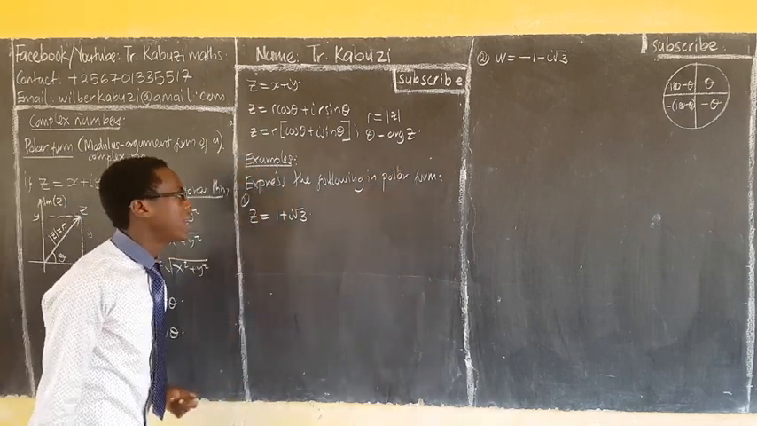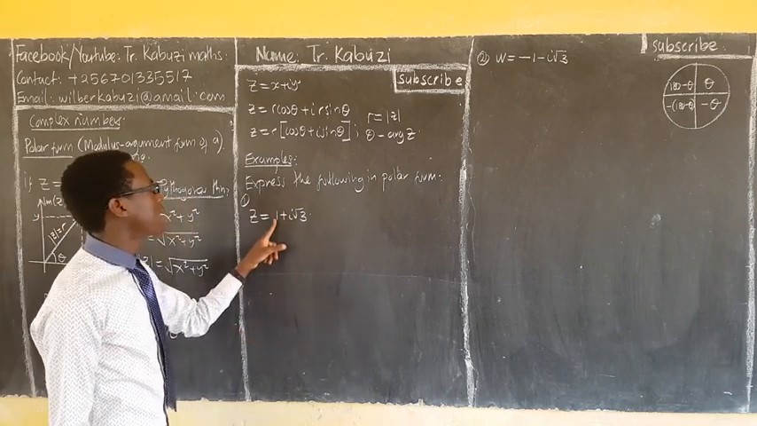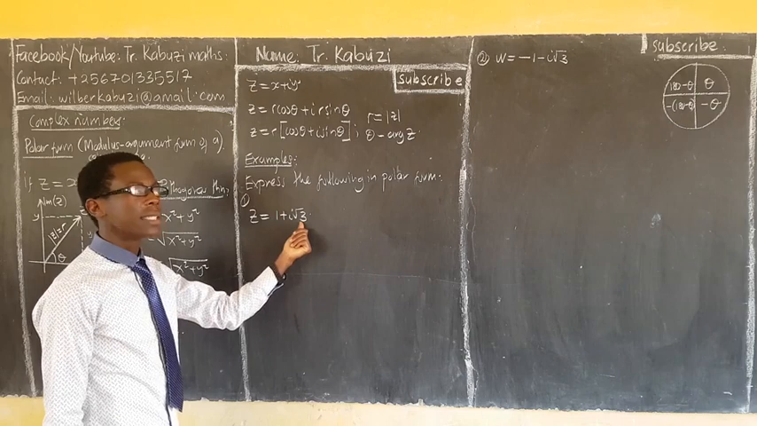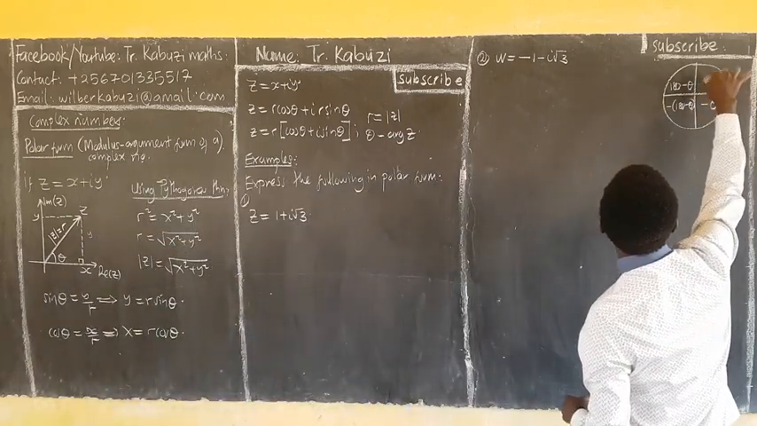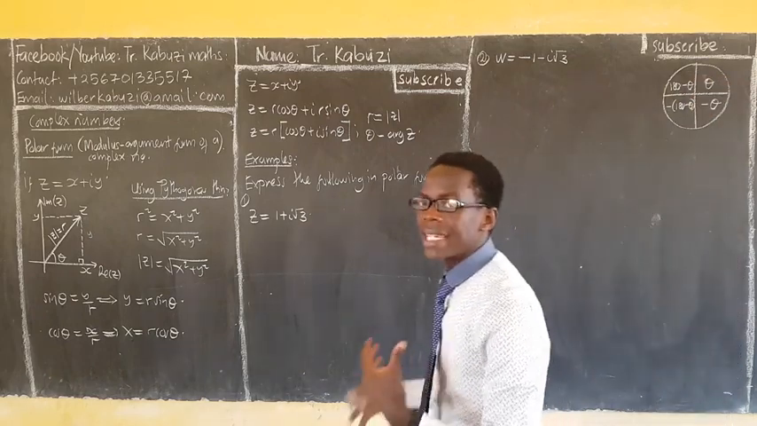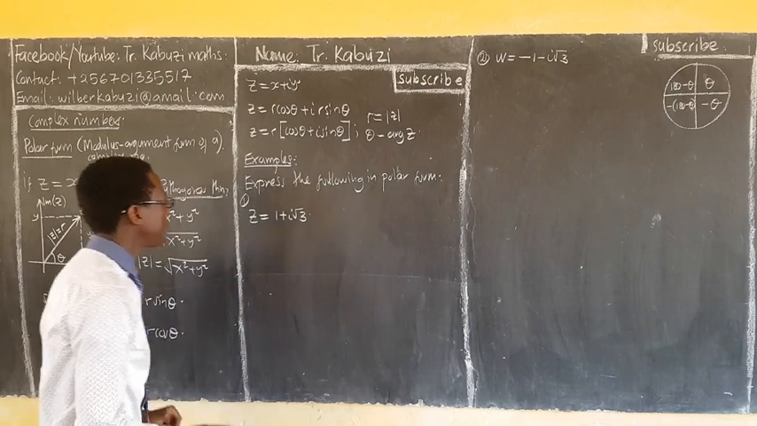Theta is the argument of that complex number z. Examples: express the following in polar modulus form. We first identify the quadrant. So this one is positive and this one is also positive, meaning the real is positive and the imaginary is positive, so it is in the first quadrant. That helps us to get the argument of that complex number.